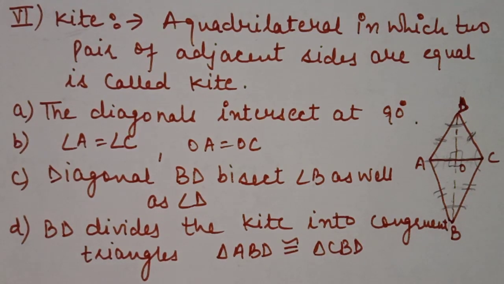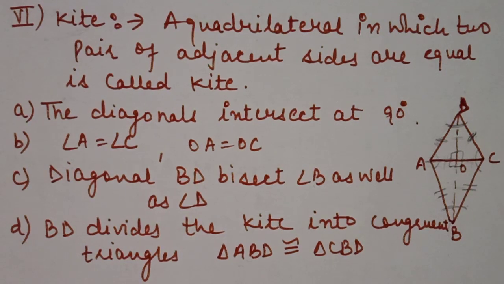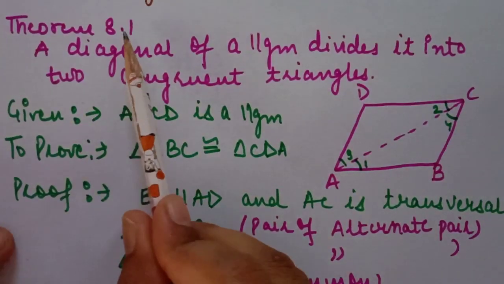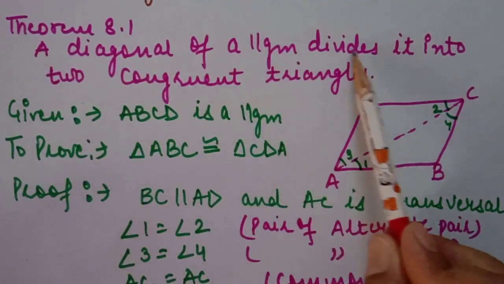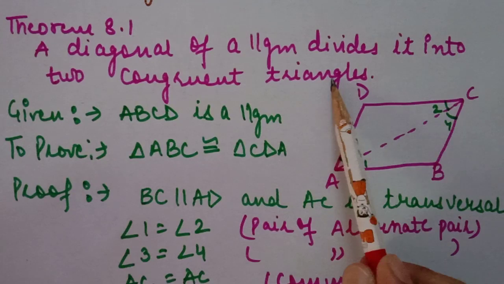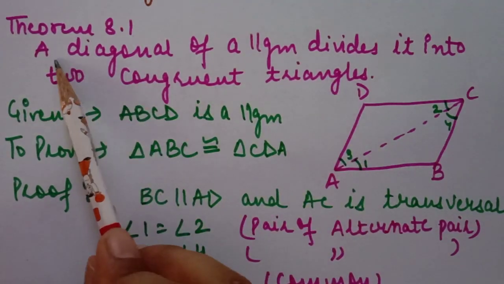Now students, with this type of quadrilateral, all quadrilaterals are finished. Now we will start our theorem. We will start theorem 8.1. Students, theorem 8.1 is: a diagonal of a parallelogram divides it into two congruent triangles. Read carefully.